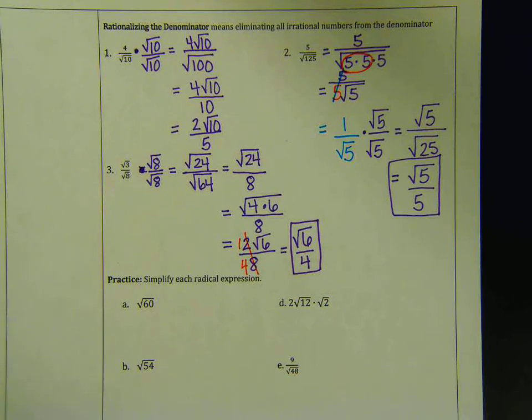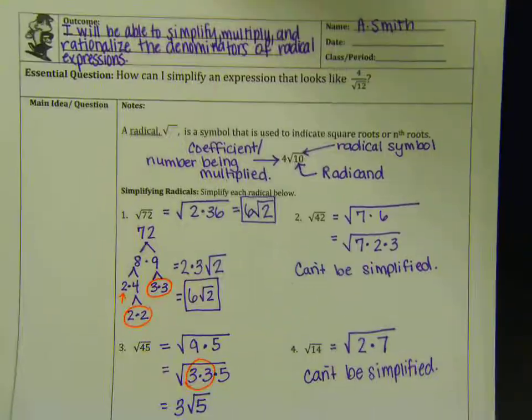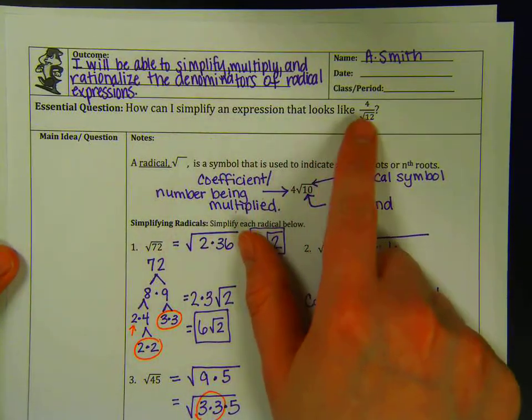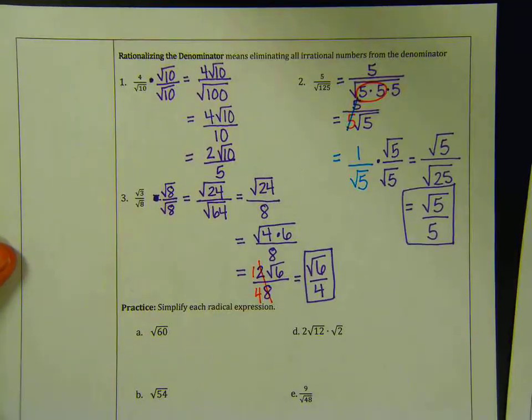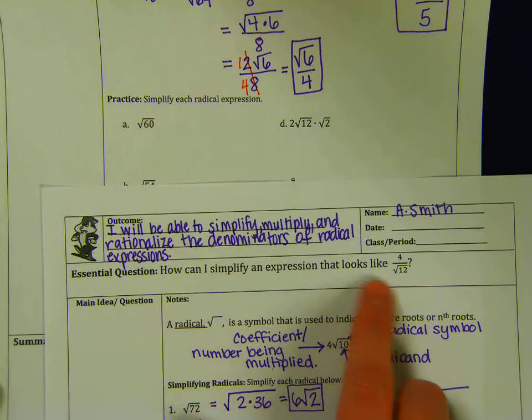There are a whole bunch of problems for you to try, A through F at the bottom. And then I really want you to go back to our first page, the front of this paper, and answer the essential question. So how can I simplify an expression that looks like 4 over the square root of 12? Answer that in your summary, and I want you to summarize how you would do each of these things. So how would you multiply? How would you simplify the radical expression? And more importantly, how would you simplify an expression 4 over the square root of 12?